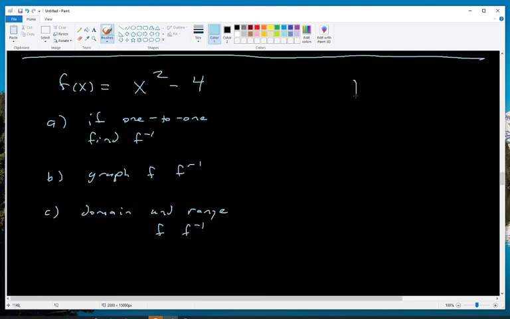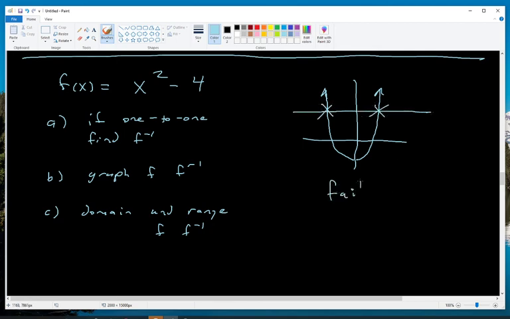Well, this is a parabola. It's a parabola shifted down 4. So we know that it's going to fail the horizontal line test. I can find a horizontal line that'll hit it twice. So this fails the horizontal line test. So it's not 1 to 1. So there is no inverse.